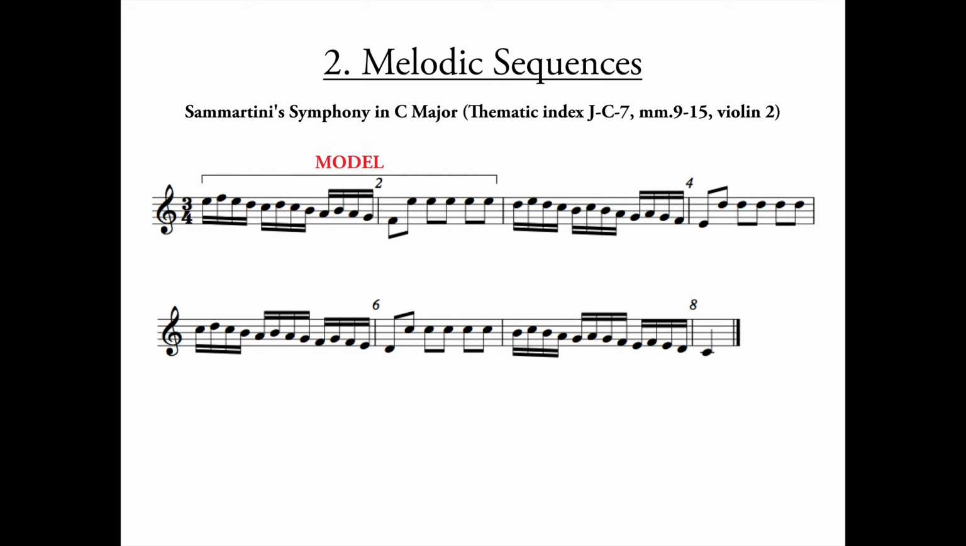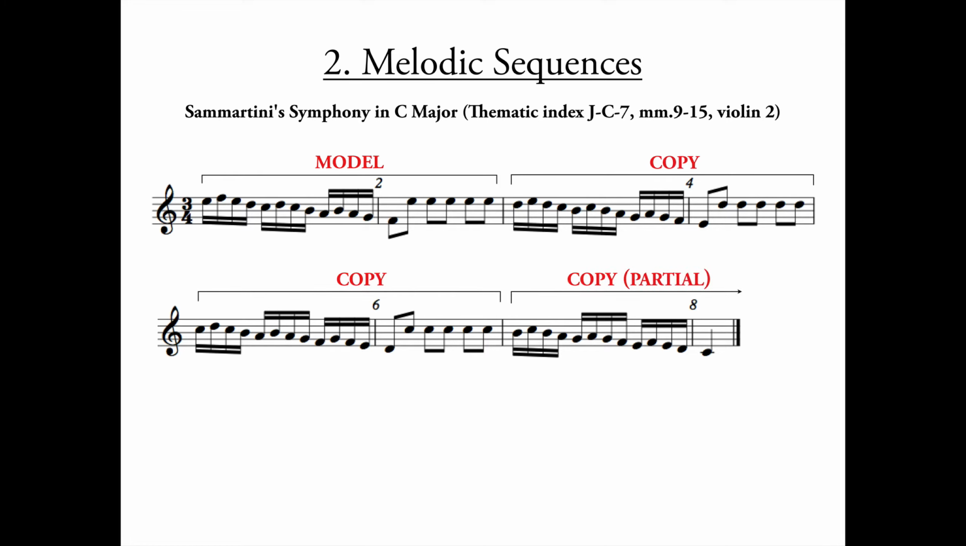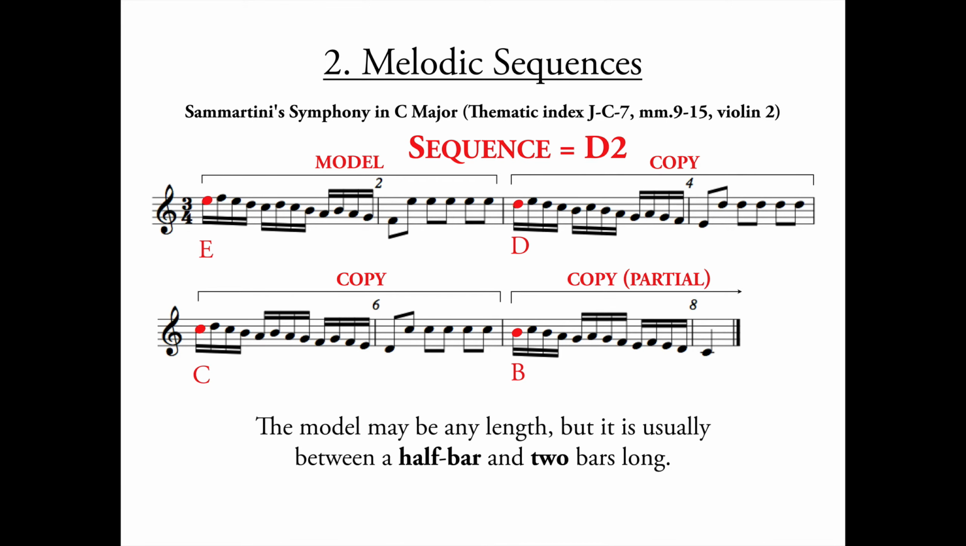Here, the model is 2 bars long, and it's repeated 3 times. The first note of the model is E, then D, C, and B. So just like the Wagner, each copy descends by steps, so we call this a D2 sequence. Note that the model may be any length, but it is usually between a half bar and 2 bars long.